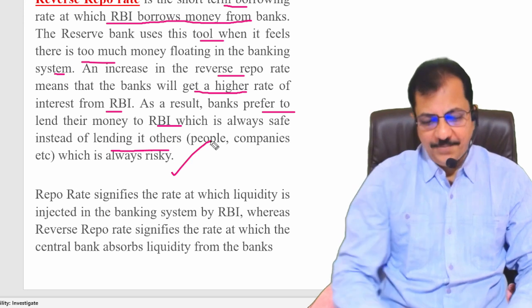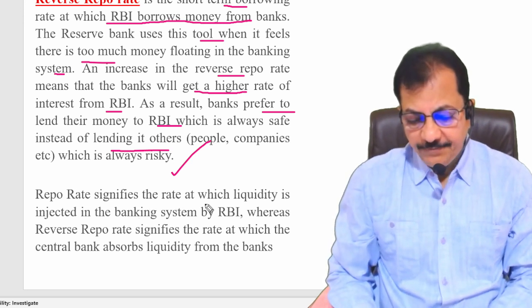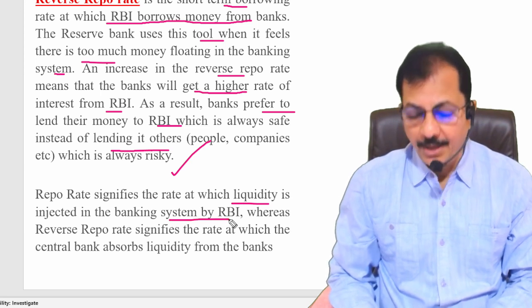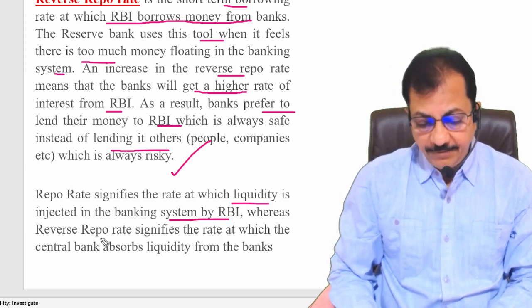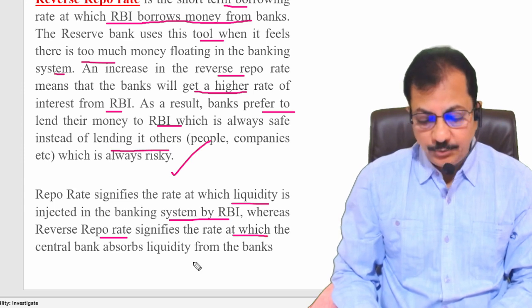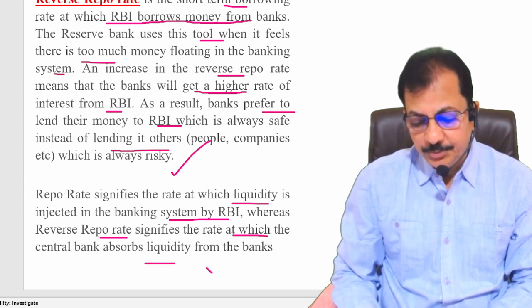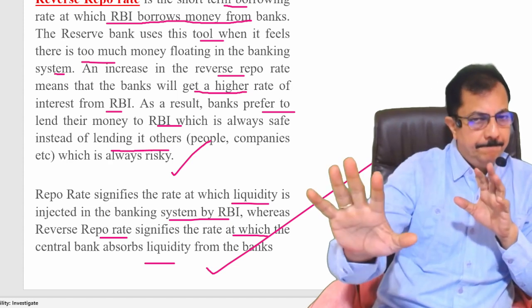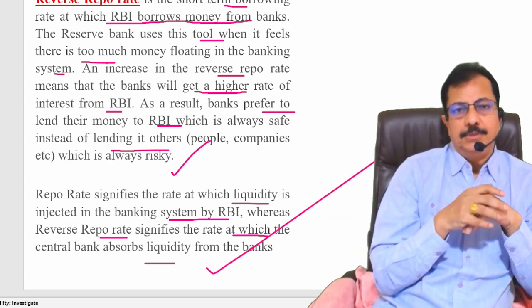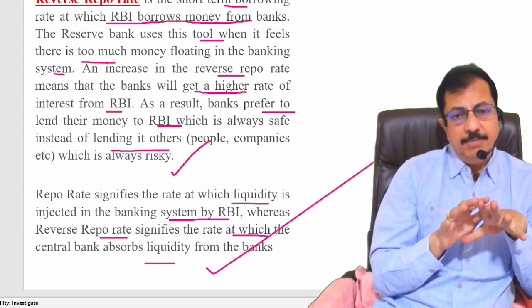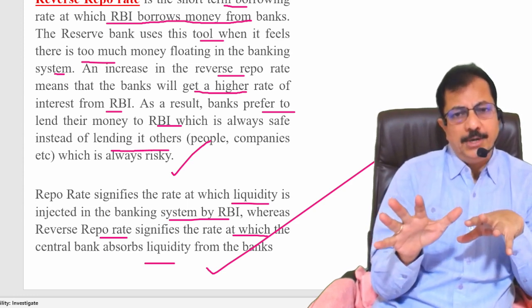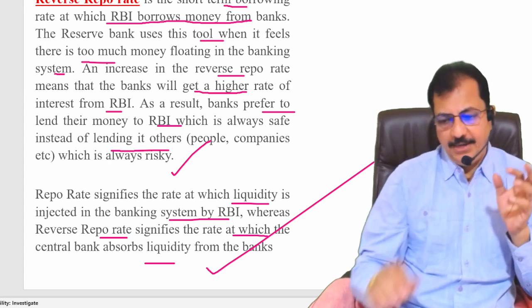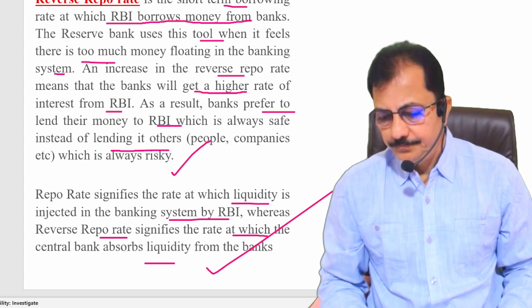Got it? Now, repo rate signifies the rate at which liquidity is injected into the banking system by RBI, whereas reverse repo rate signifies the rate at which the central bank absorbs liquidity from the banks. Through the repo rate, you are sending money into the market. Through the reverse repo rate, you are absorbing the liquidity from the market. That's it. Clear? Next.